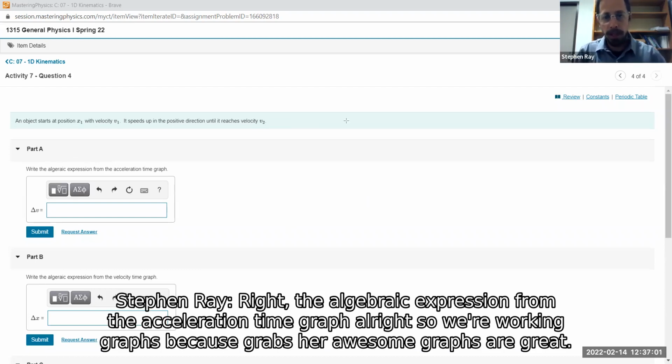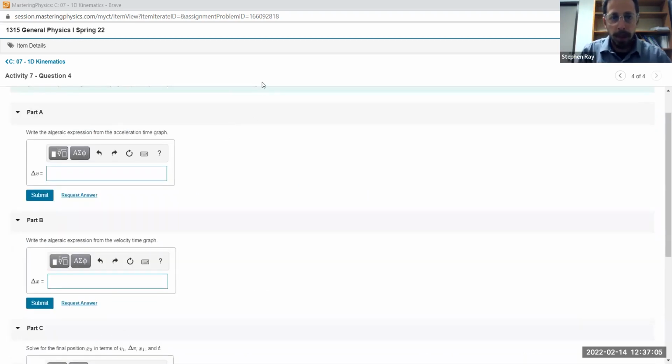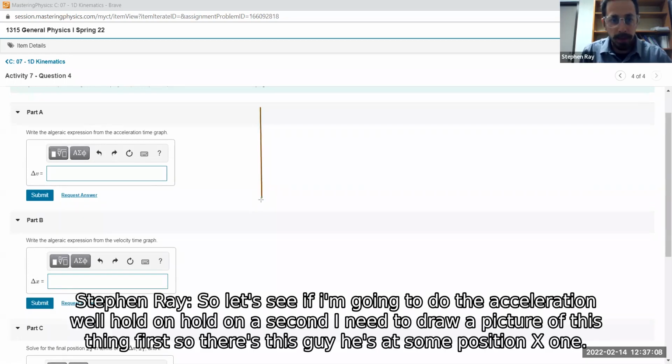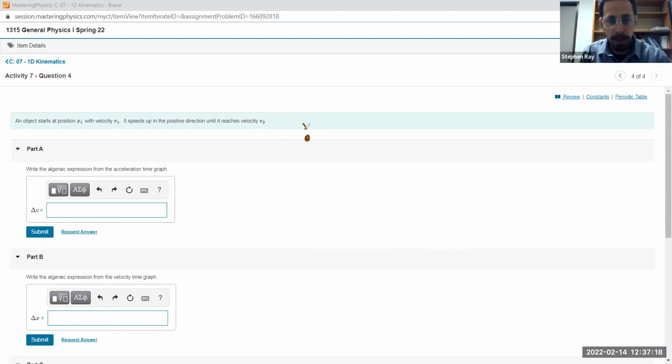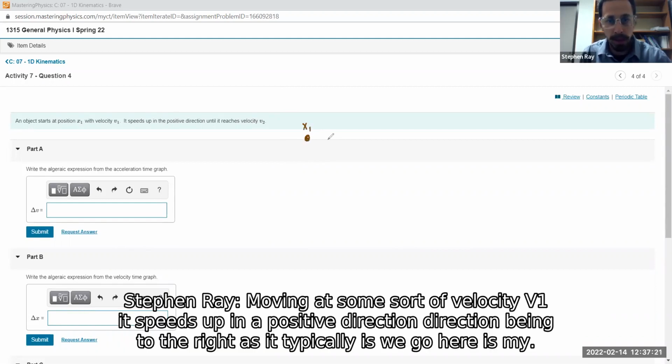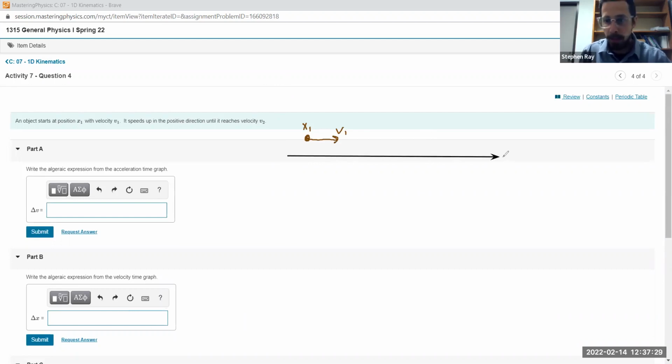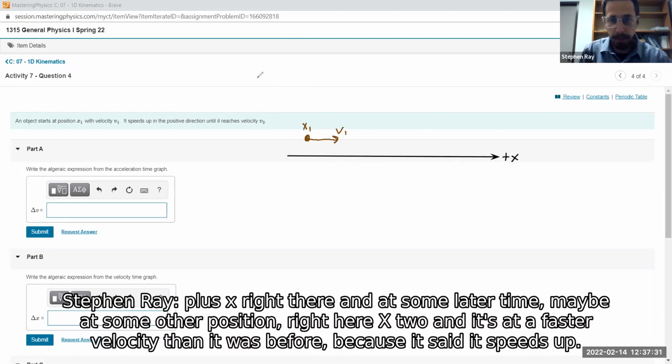All right, so we're working graphs because graphs are awesome. Graphs are great. So let's see, I'm going to do the acceleration. Well, hold on a second. I need to draw a picture of this thing first. All right, so there's this guy. He's at some position x1, moving at some velocity v1. It speeds up in the positive direction, being to the right as it typically is. There we go. There is my plus x right there.